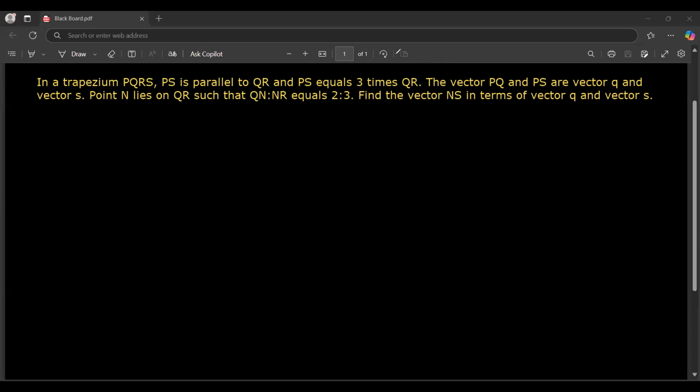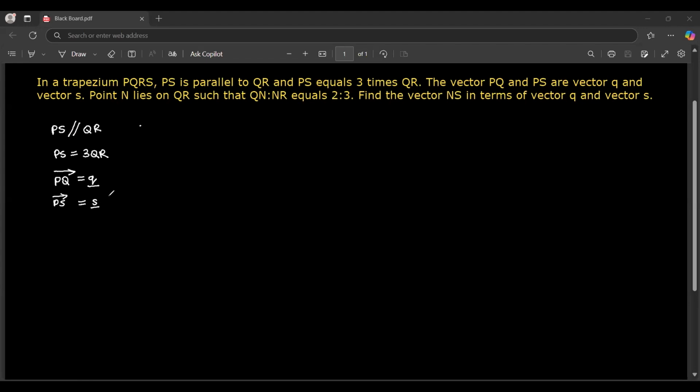We'll do another question. In this question, they're asking: in a trapezium PQRS, PS is parallel to QR. Okay, it looks like the previous question. They are saying PS is equal to 3 times QR, and that vectors PQ and PS are given. This is different because they are not speaking about position vectors. PQ is equal to vector q, and PS is equal to vector s.